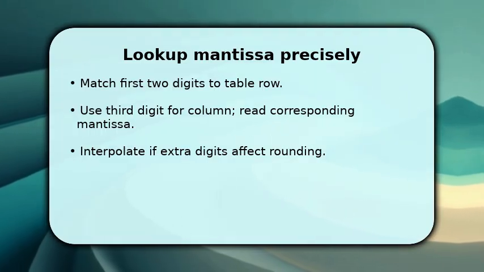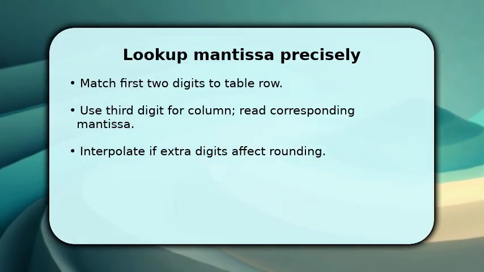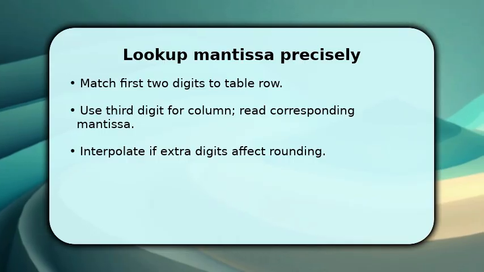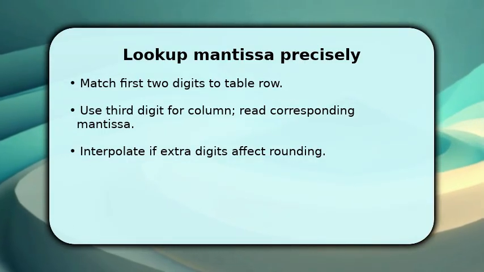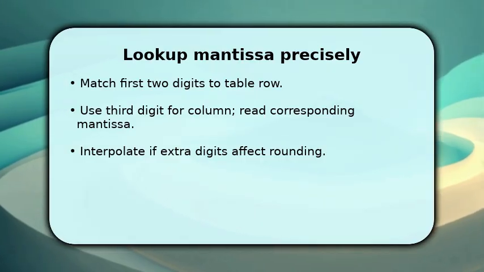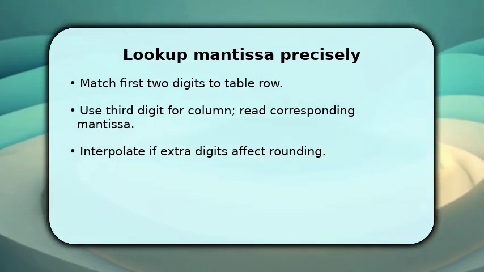If your number has more than 3 significant digits, interpolate or round using the next digit so your mantissa reflects true precision. Make sure to keep track of signs and trailing zeros to avoid shifting the decimal. Accuracy here prevents errors. You finish by combining the table mantissa with the exponent.